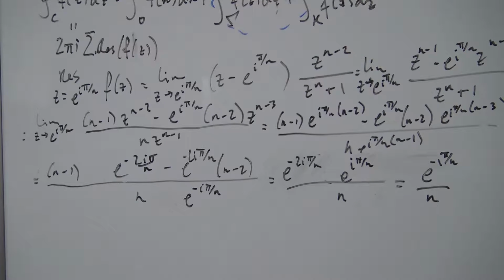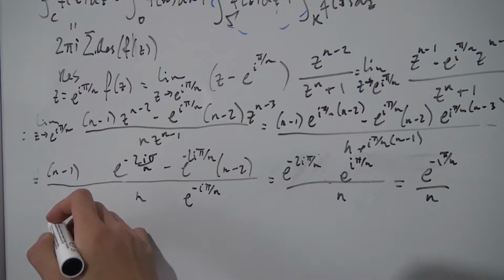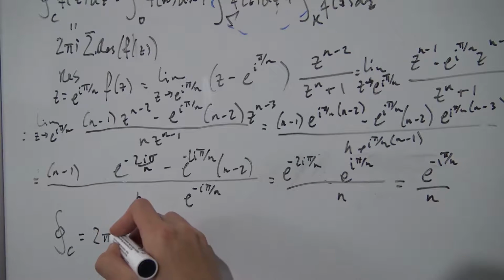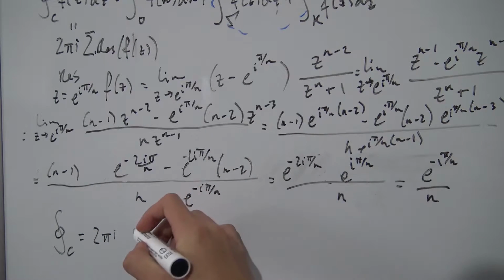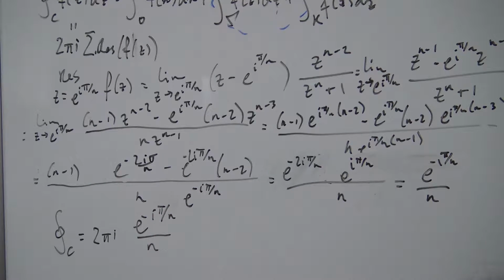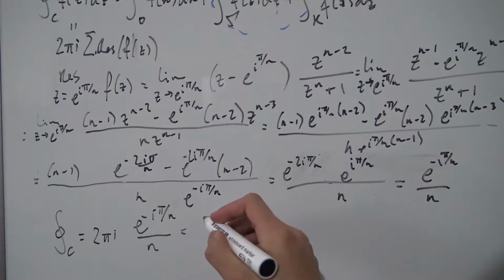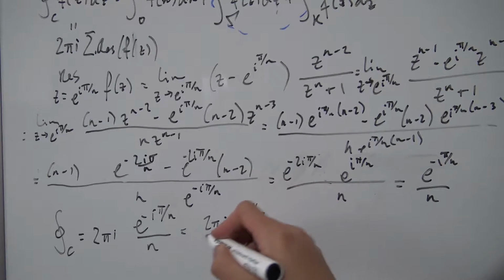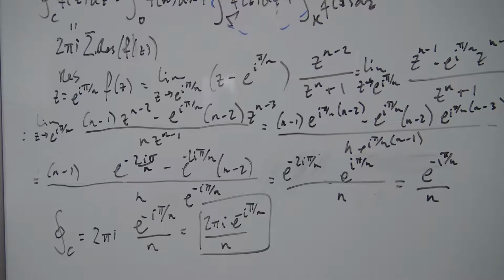So now, to finish things off right here, we need to multiply that by this 2 pi i to get the final value for our contour integral. So in the end, our contour integral over c, that's exactly 2 pi i times this residue right here. So e to the negative i pi over n, divided by n. And we can just clean things up a little bit, that really doesn't matter. 2 pi i e to the negative i pi over n, divided by n. So with that out of the way, we can go ahead and figure out our other integrals.